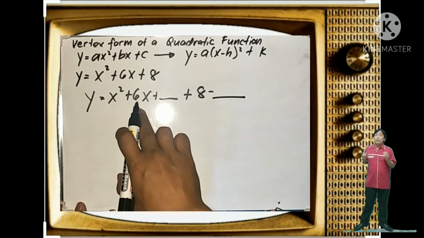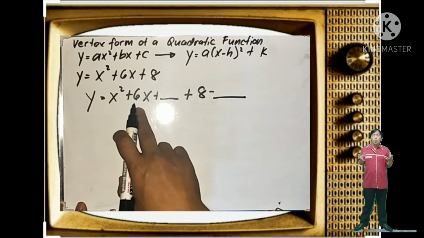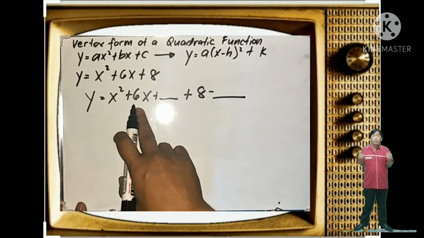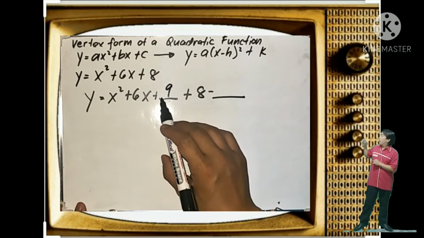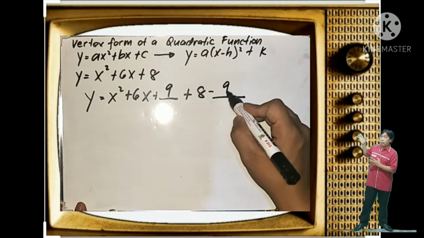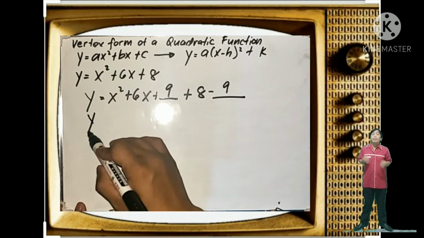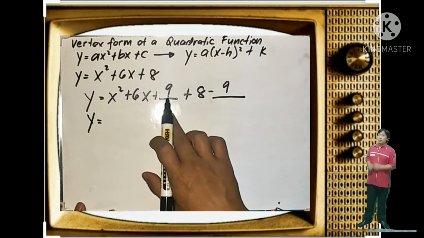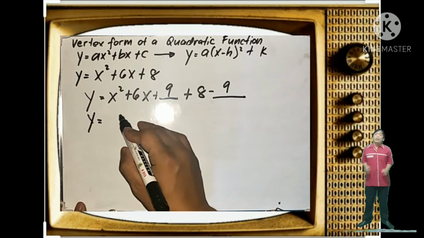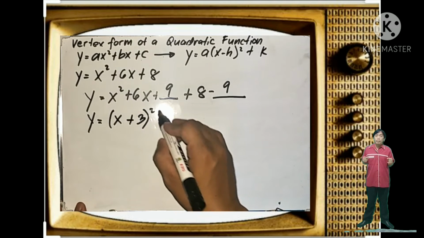Now, since this is completing the square, let's get the half of this. Since the half of 6 is 3 and we're going to square it, the answer is 9. So if we add 9, we will now subtract 9, as if we add nothing. Now, after completing the square, let us try to factor this out. This is an example of a perfect square trinomial. So we have the quantity x plus 3 squared.